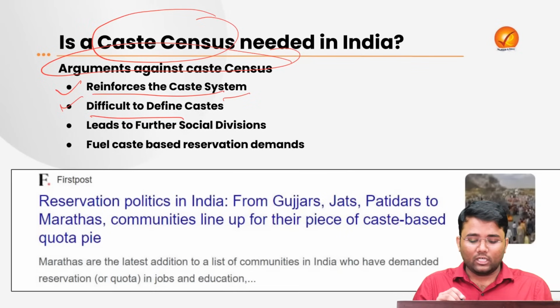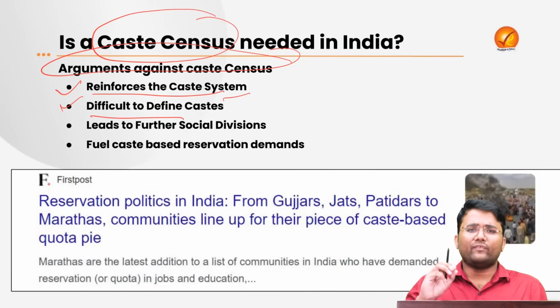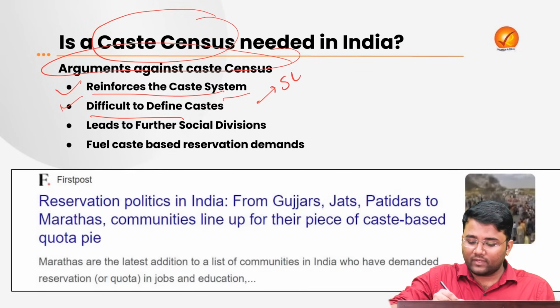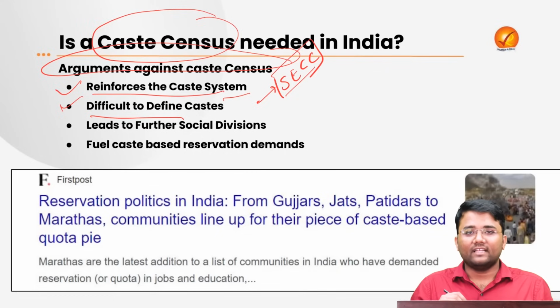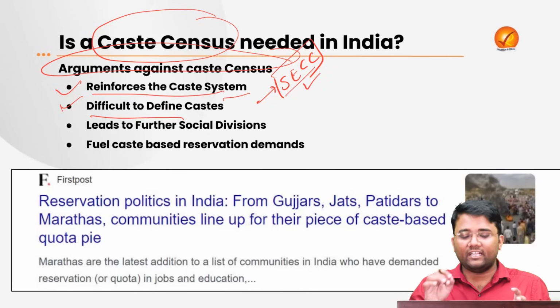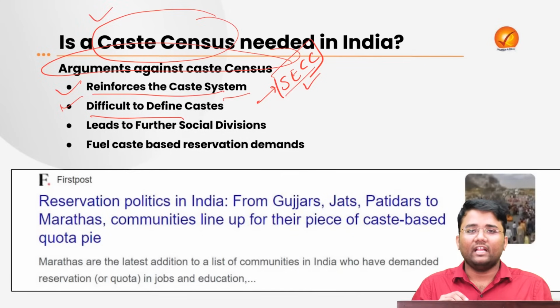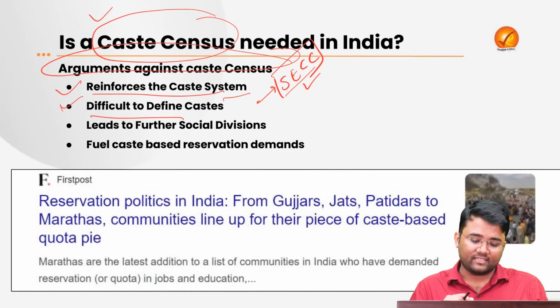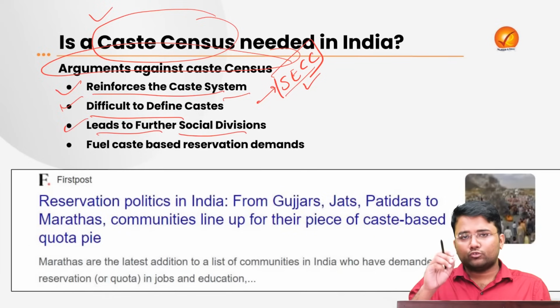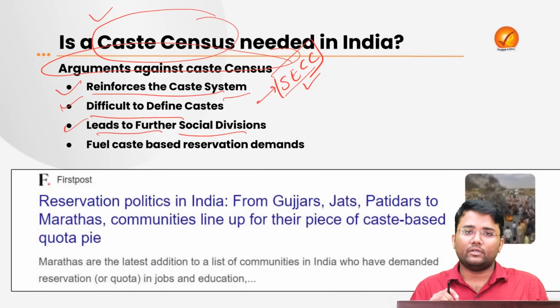Then it is very difficult to define caste because of the different surnames that people have, and this is one of the issues that was faced in the socio-economic caste census. We came to a conclusion that there are a lot of castes in India, and it is very difficult to objectively gather data related to those castes. Then it may further lead to social division in society. Social integration can be further hampered, and social cohesion can be further decreased.